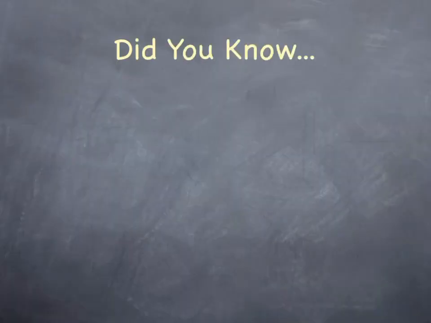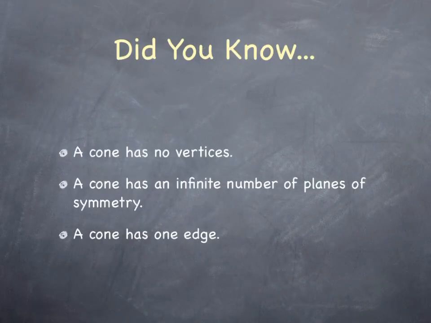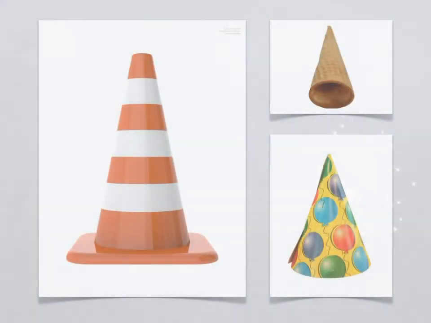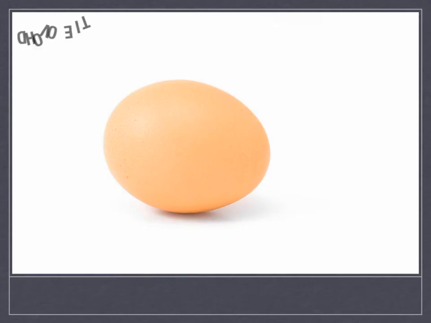Did you know that a cone has no vertices? A cone has an infinite number of planes of symmetry. And a cone has 1 edge. Some examples of a cone are an ice cream cone and a party hat.